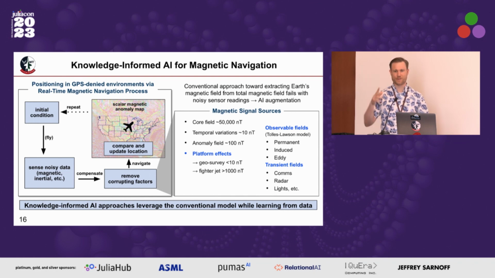Similarly with the eddy field, and the permanent field just rotates with the aircraft. And so we like this sort of explainability component, and we were thinking, how can we keep this in a sort of knowledge-informed pipeline with machine learning? And then we'll let the neural network take care of these transient fields, the communications, radar lights, whatever else is going on in the cabin.